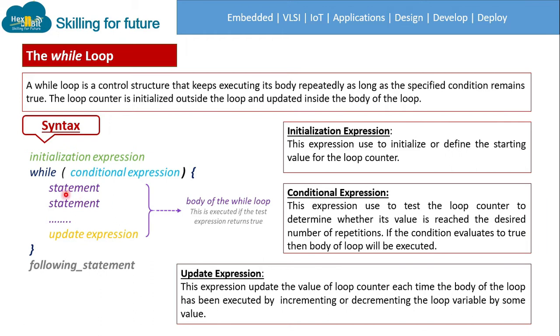But the difference is the initialization expression is executed before the loop, or outside the loop. Within while, that means in the while statement, the conditional expression is tested, and the update expression is executed inside the body of the while loop. As long as this condition is satisfied, that is, the conditional expression returns true, the body of this while loop will be executed repeatedly. Inside the body of the loop the expression is updated and again tested, back to back.